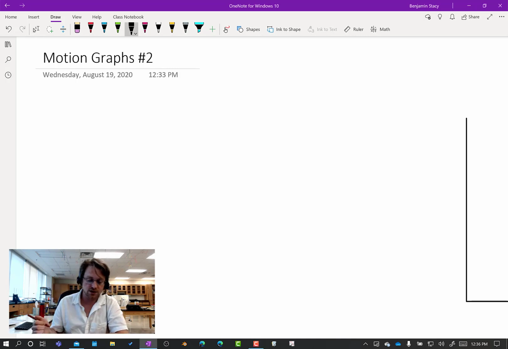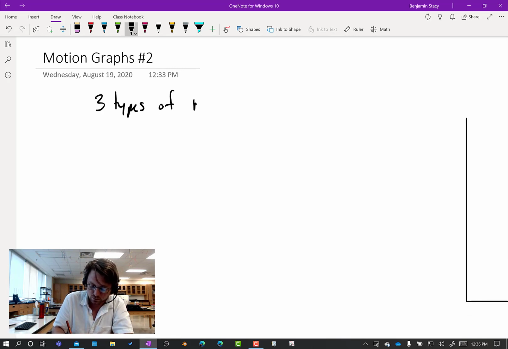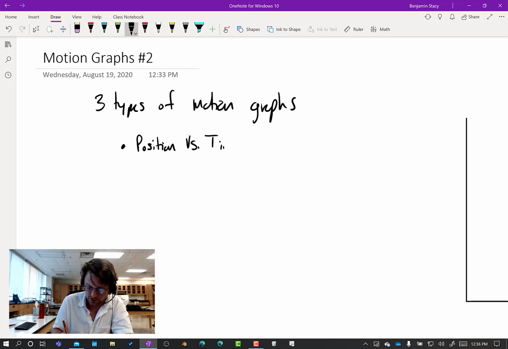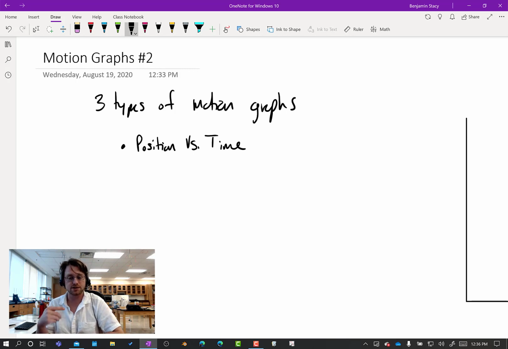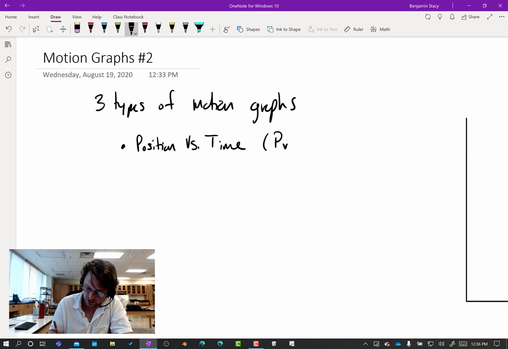A couple important things. Let's say right off the bat, there are three types of motion graphs you want to be aware of. Three types of motion graphs. The first one is the position versus time. That's also read as position on the y-axis as a function of time on the x-axis. Sometimes we abbreviate that. I'll abbreviate it as lowercase p v t. PVT. That's shorthand.